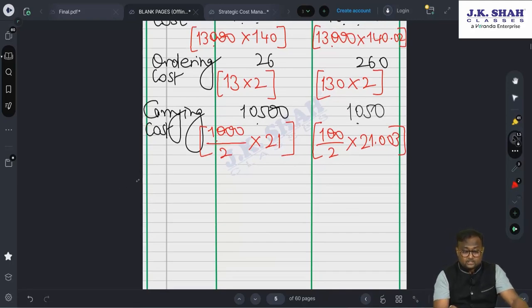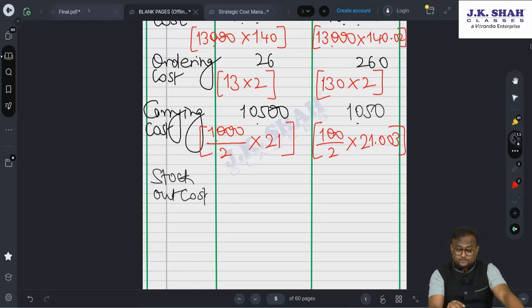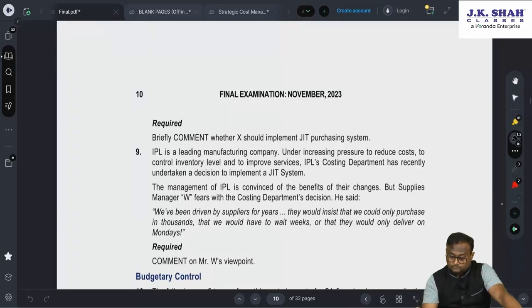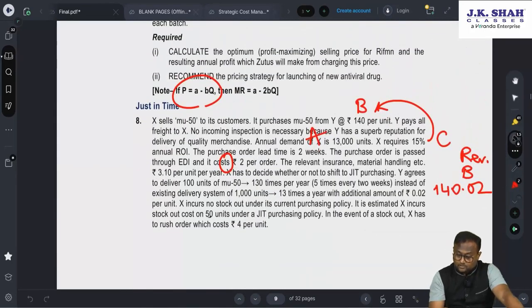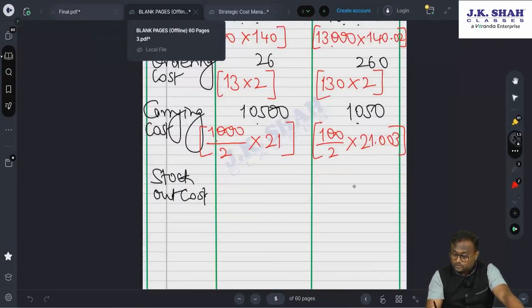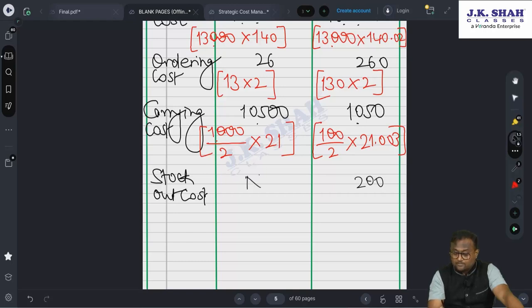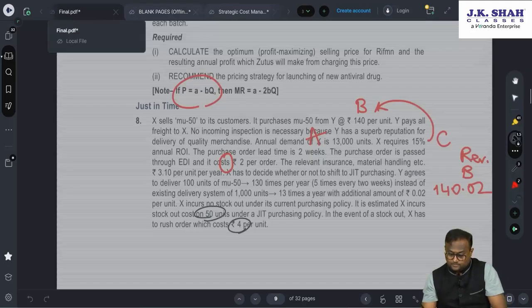And then there is a stock out cost. They have clearly said they will be out of stock by 50, and 4 rupees per unit is the stock out cost, which will be incurred here. Since I am having enough stock, since I am bearing a huge carrying cost, I will never be out of stock. And then you also have some other expenses, other carrying costs and all, which are mentioned in the question.